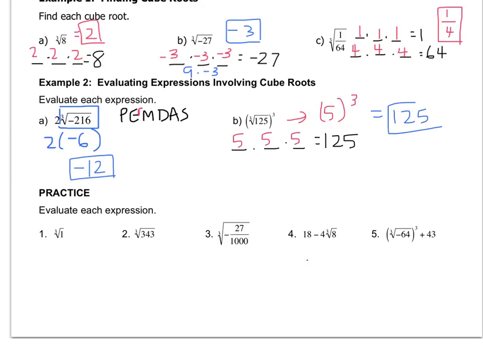And so cube roots are the inverses of cubes. And this is just like the last lesson where square roots were the inverses of squares. Cube roots and cubes, or third power, inverse each other. I'd like you to pause the video and try examples 1, 2, 3, 4, and 5 on your own.